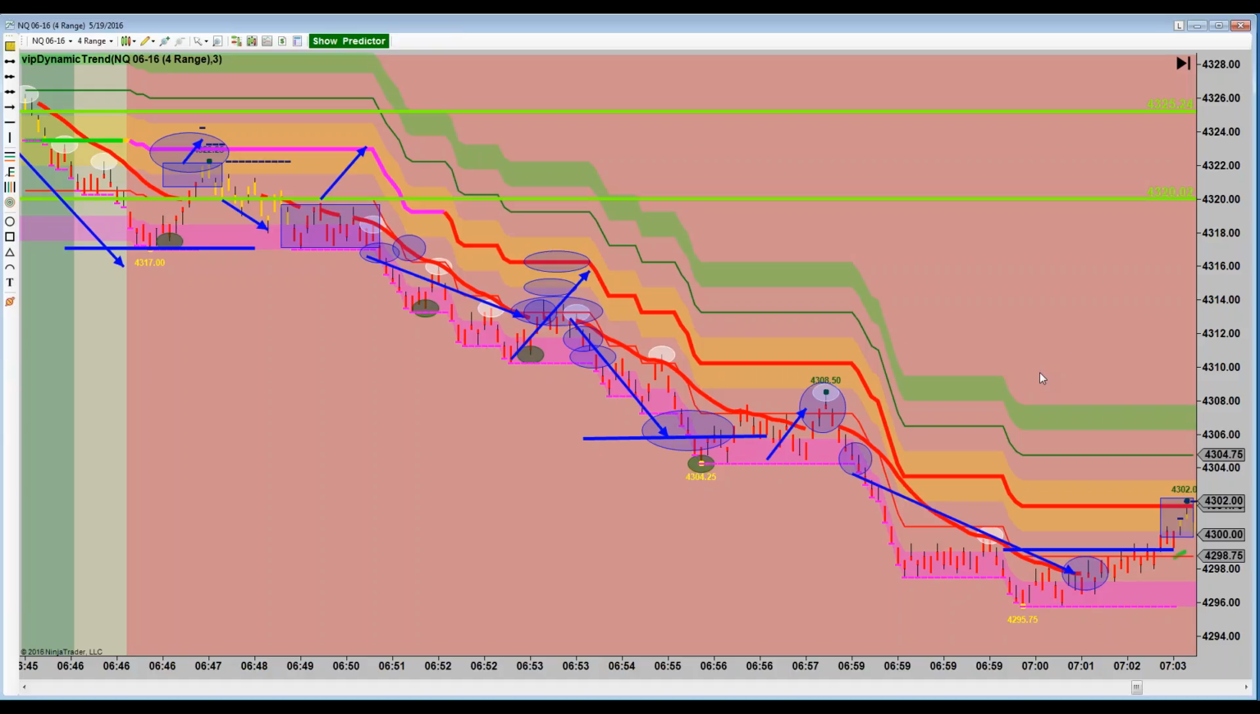Take a look at what's going on in the chart. Take a quick sip of tea while you're looking at it. Where's the first target? We call it the scalper. Where is the scalper?